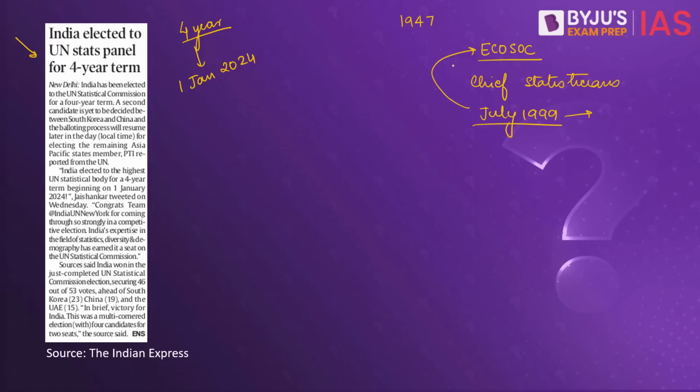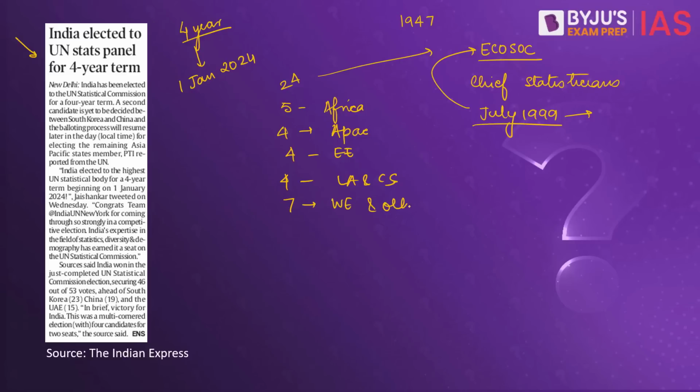What about the membership? It consists of 24 members which are elected by ECOSOC, and they have been properly divided all across the geographical regions of the world. We have 5 members from Africa, 4 members from Asia Pacific, 4 from Eastern European states, 4 members from Latin America and Caribbean states, and 7 members from Western Europe and the other states.